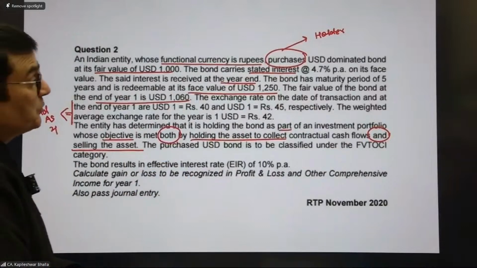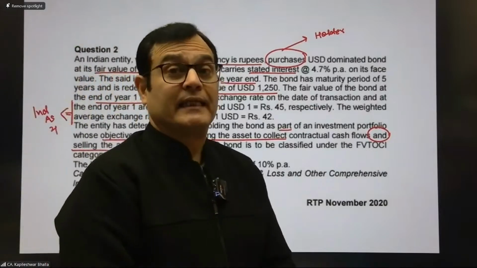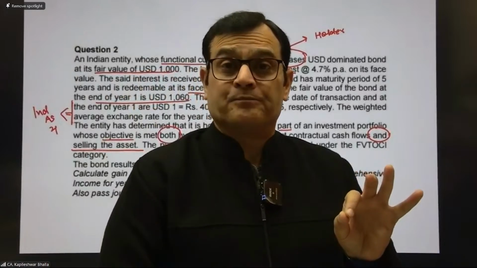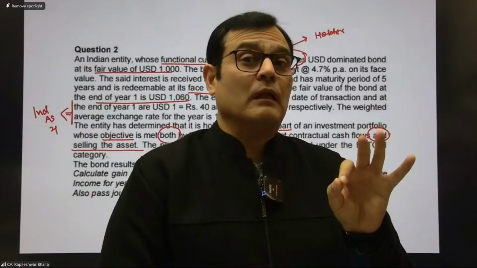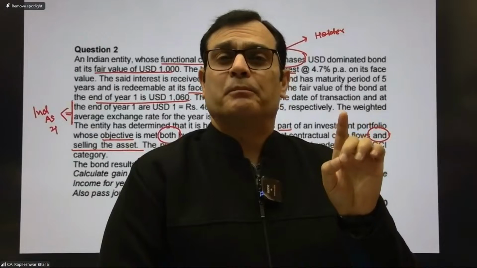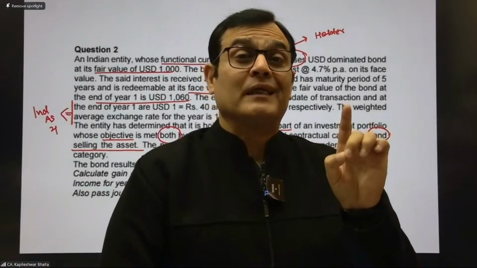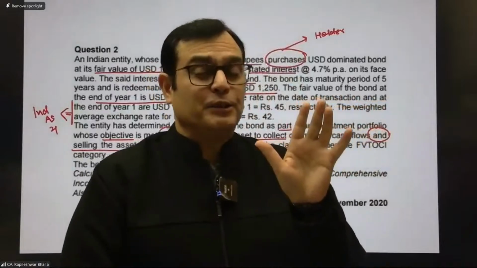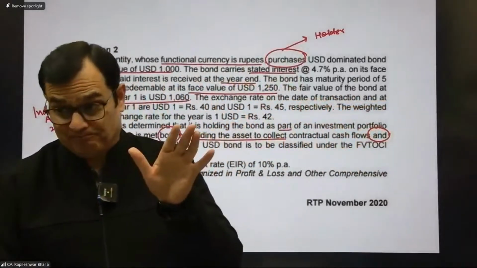Now, in this particular case, we're already given in the next sentence the category as well. But trust me, the category as such was not required. If you remember the three-step model, in this particular case there is a business model which is given to collect as well as to sell the asset. So can you tell me which category should apply in this case?